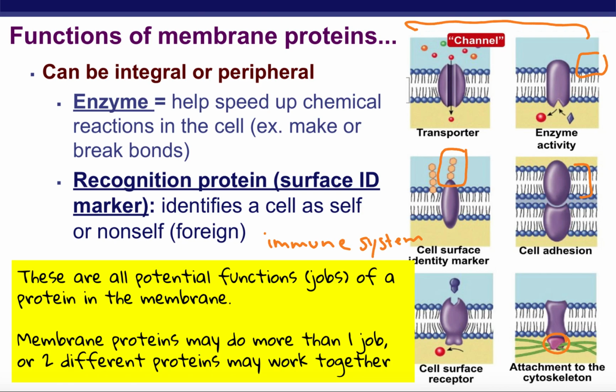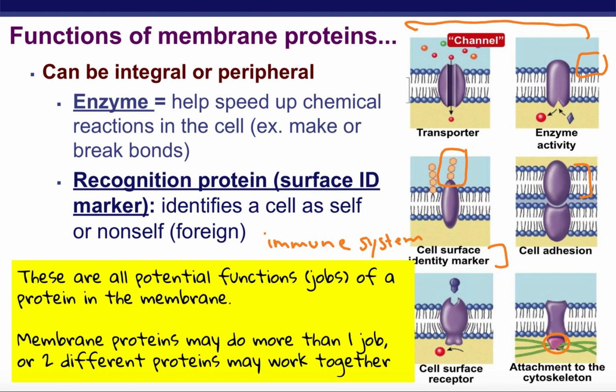Or if a virus infects your cell, then some of the surface identifier markers might start looking weird, and those weird markers will flag and let the body know, oh, murder this cell. Because it's not doing what it should do.